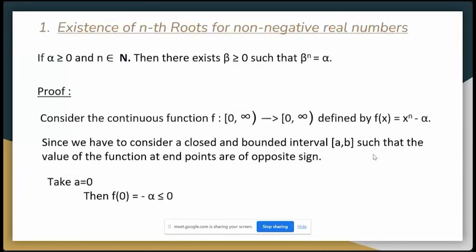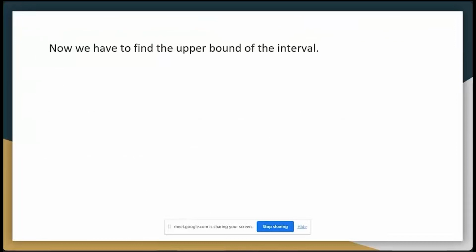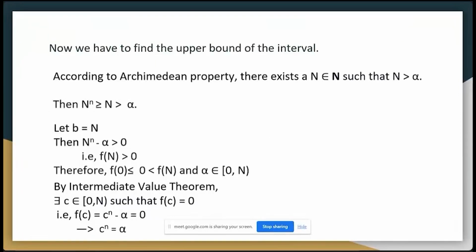Here I am taking my lower bound to be a, which is equal to 0. Then I have f of 0, since my function is f of x equal to x to the power n minus alpha. If I take the value of x as 0, then my value will be minus alpha. F of 0 will be minus alpha, which is negative. I have taken alpha to be greater than or equal to 0. So if it is minus alpha, then it will be less than or equal to 0. So f of 0 will be less than 0. Correct. Okay.